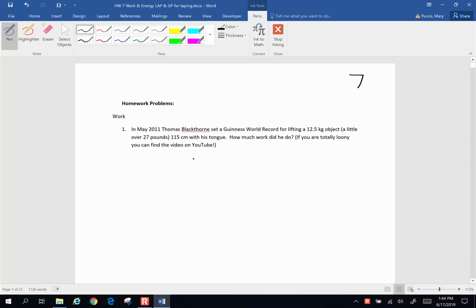Okay, here we go. Now, when you lift something, you are working against the force of gravity. So work is the force that is done times the displacement. And what force do you use? You use the force that you are working against. In this situation, this gentleman is working against gravity, so he lifted the weight of this object. So we're going to replace force of gravity with mass times acceleration of gravity. And he lifted it a distance, or a displacement, of 115 centimeters.